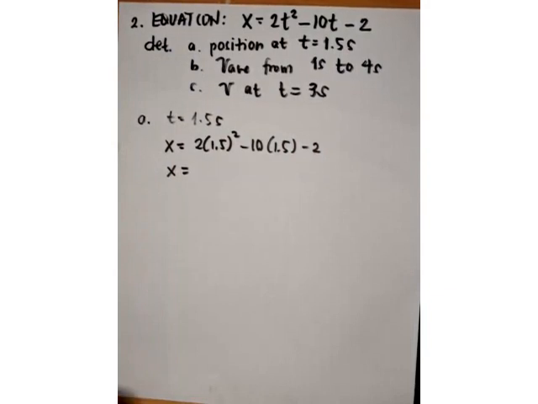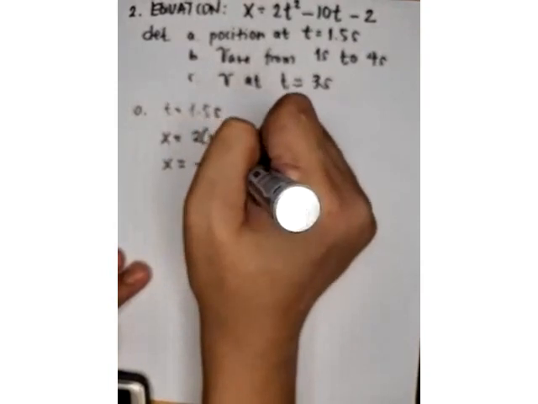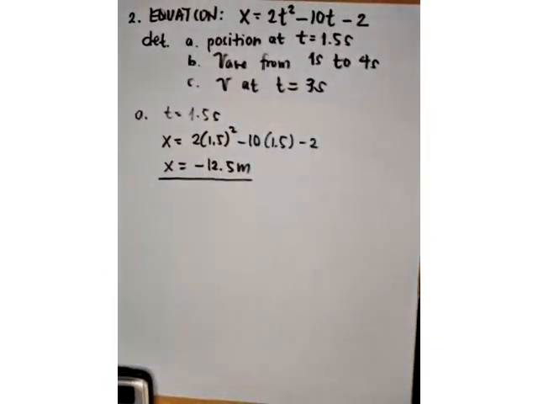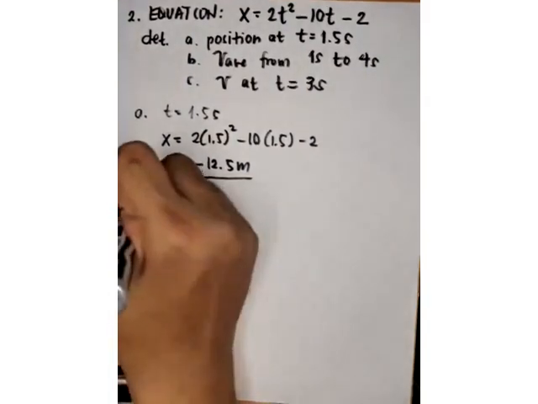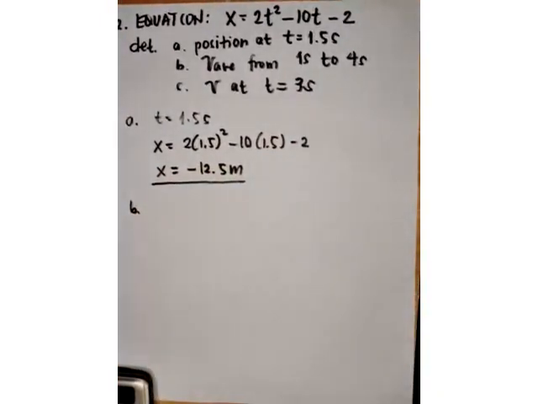Okay, it is negative 12.5 meters. So the position of the particle is at negative 12.5 meters. Okay, letter B. What is the average velocity from 1 second to 4 seconds?